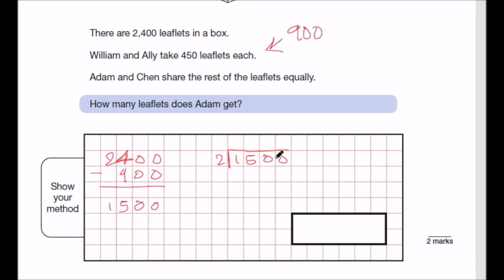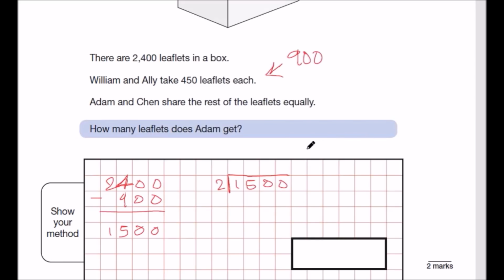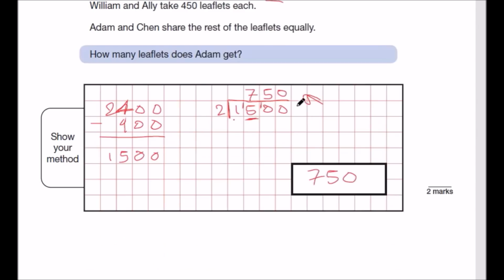And then we should get the amount for 1. So firstly, 2 can't go into 1, so you carry the 1, so it'll be 2 into 15. 2 into 15 goes exactly 7 times because 2 times 7 is 14. Remainder 1. So 2 into 10 goes exactly 5 times with no remainder, and 2 into 0 goes nothing. So that's it. So the answer is 750. This is how many Adam would get and how many Chen would also get.